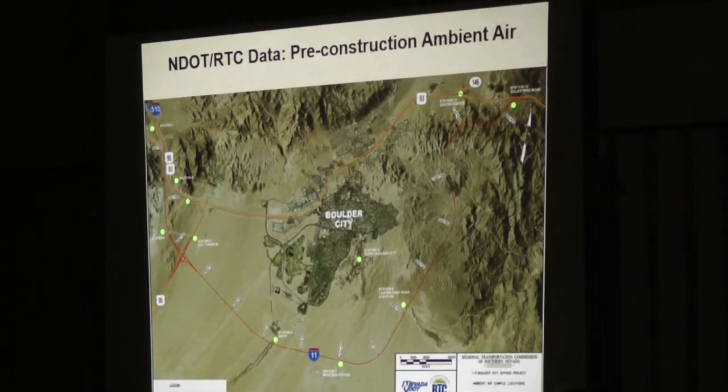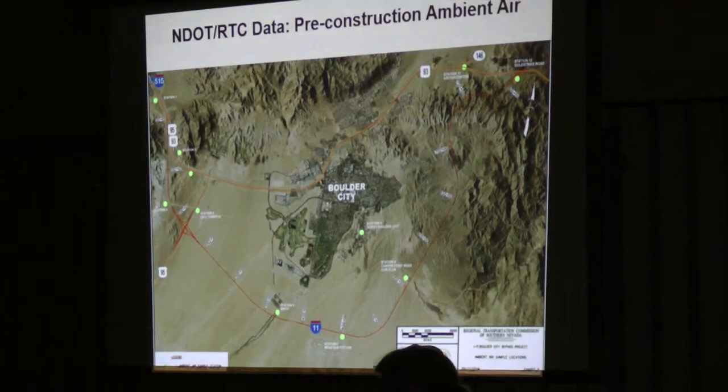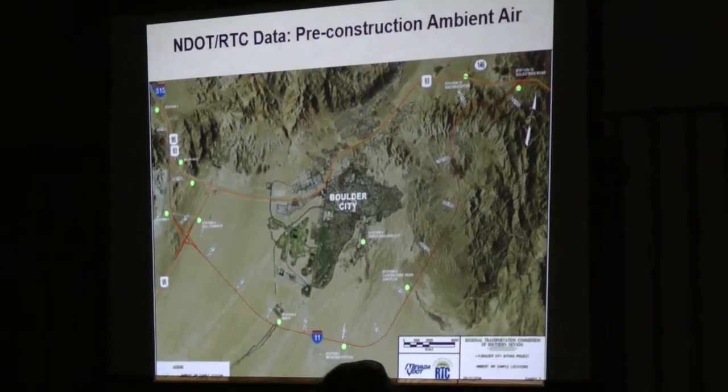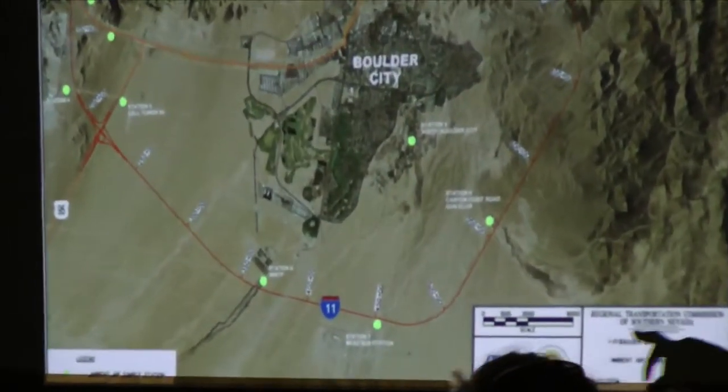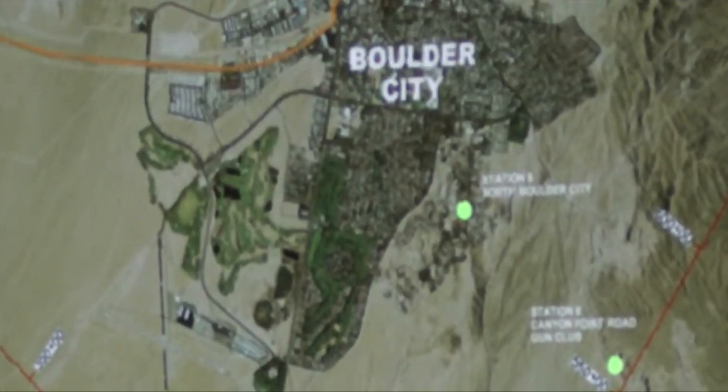Okay, so now I'll give you some of the highway data. This is pre-construction ambient air, and they measured it at all these little green dots. So most of them were measured around the highway. There is one here in Boulder City, and this is for last summer. So if you give the next slide.